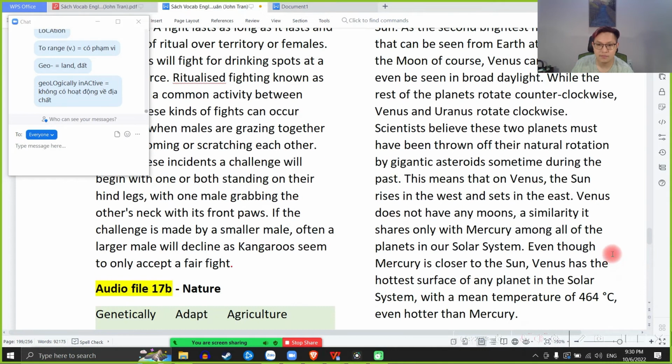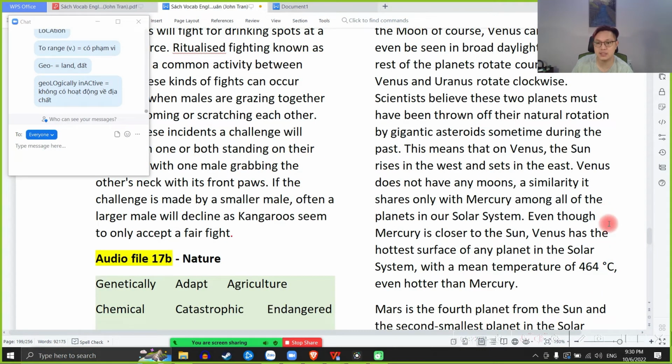This means that on Venus, the sun rises in the west and sets in the east. The east nha, chữ e nè. In the east. Venus does not have any moons.